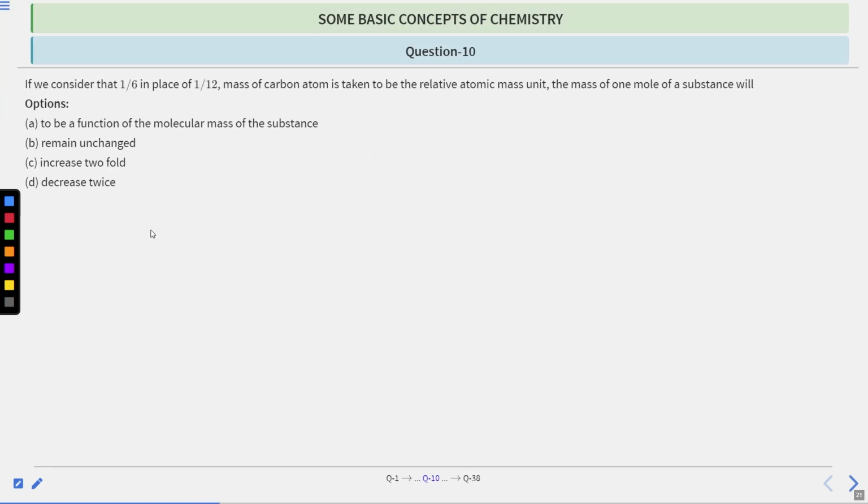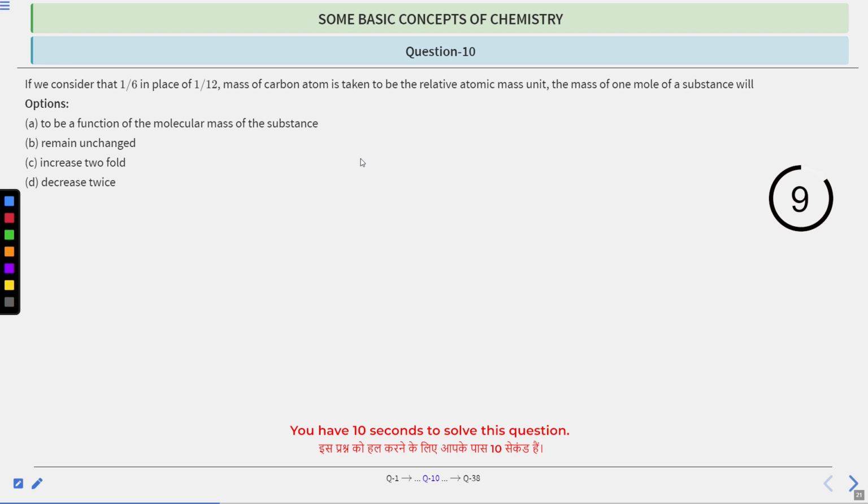Moving on to our question 10. If we consider that 1 by 6 in place of 1 by 12 mass of carbon atom is taken to be the relative atomic mass unit, the mass of 1 mole of a substance will, as a function of the molecular mass of the substance, remain unchanged, increase twofold, or decrease twice. You have 10 seconds to solve this question by yourself. After that, we will solve this question.